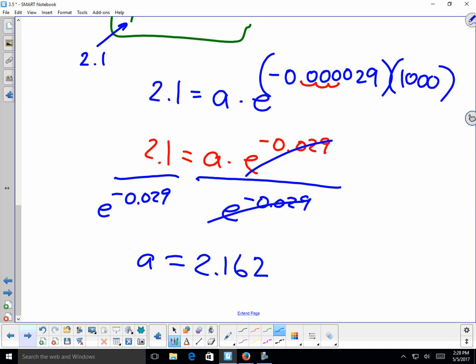So we started with this many grams. This is the initial amount. And then after 1,000 years, it's only down to 2.1 grams. But remember, the half-life is 24,000 years, right? So I think this answer seems reasonable. Let's take a look at what else is on this page.